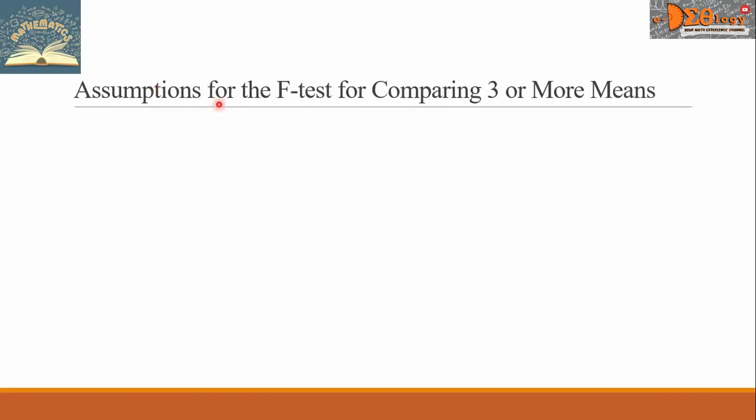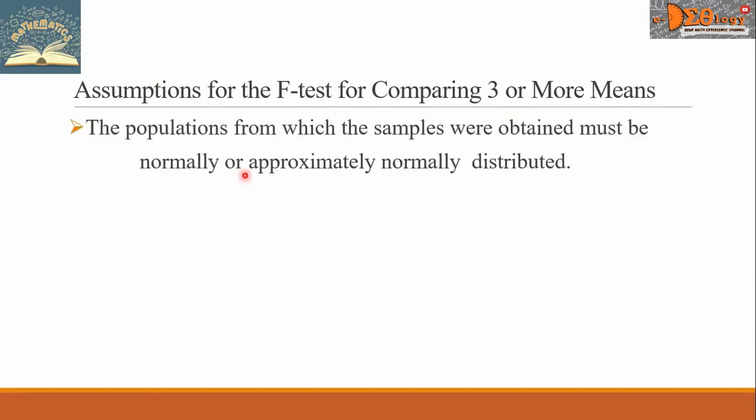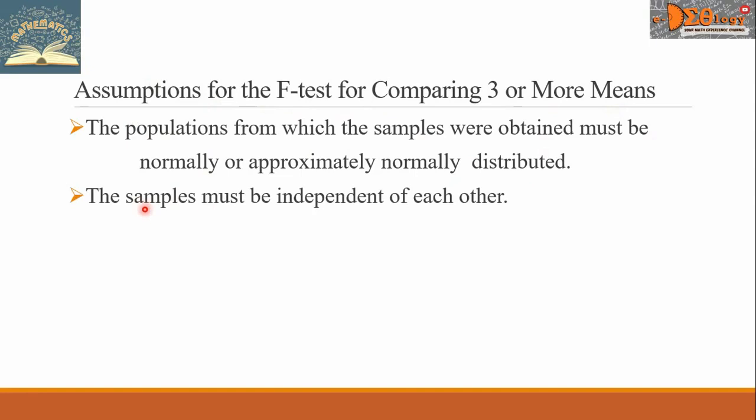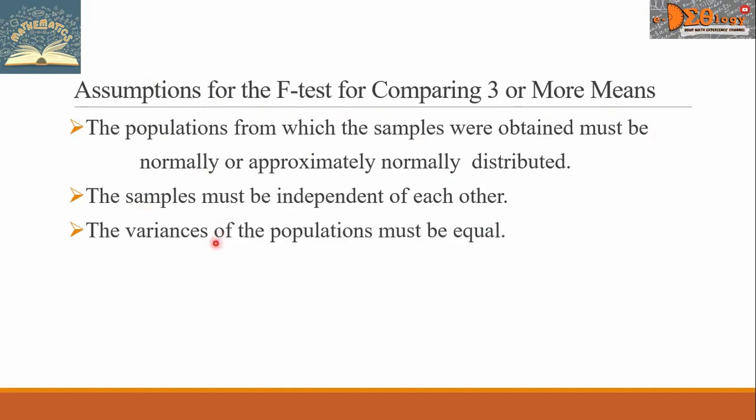There are assumptions for the F-test for comparing three or more means. Number one, the populations from which the samples were obtained must be normally or approximately normally distributed. Second, the samples must be independent of each other. Third, the variances of the populations must be equal.